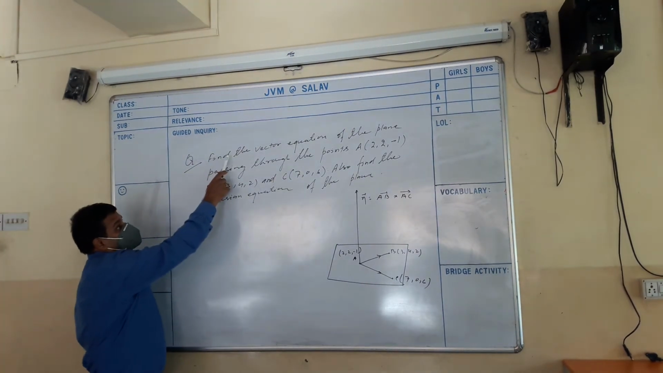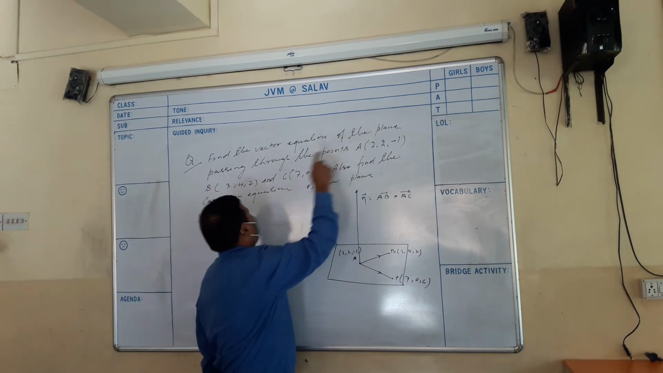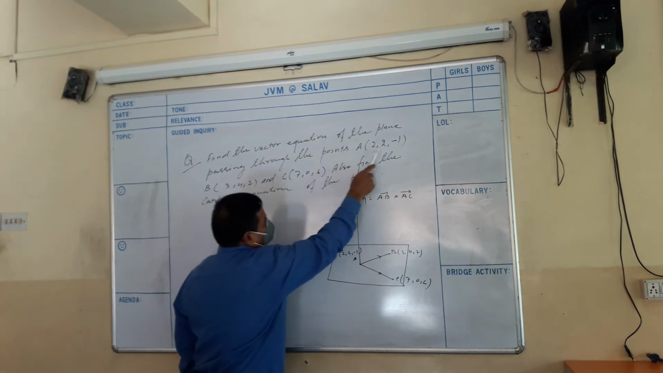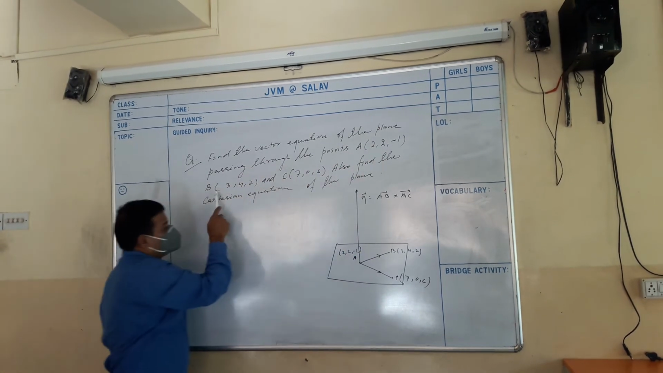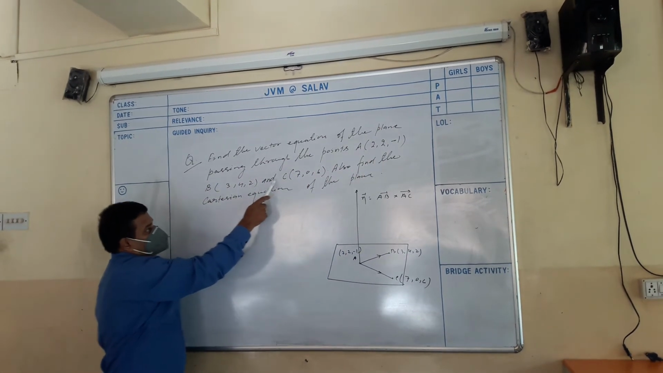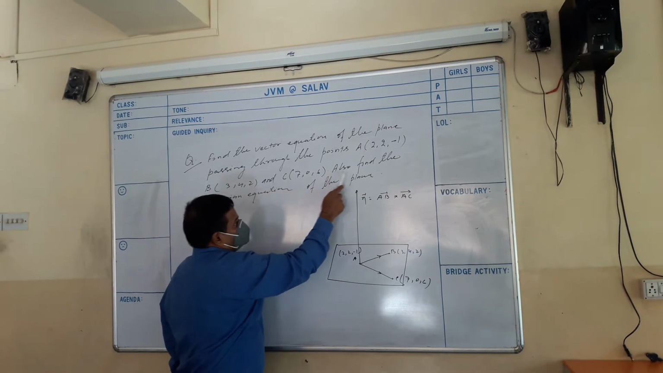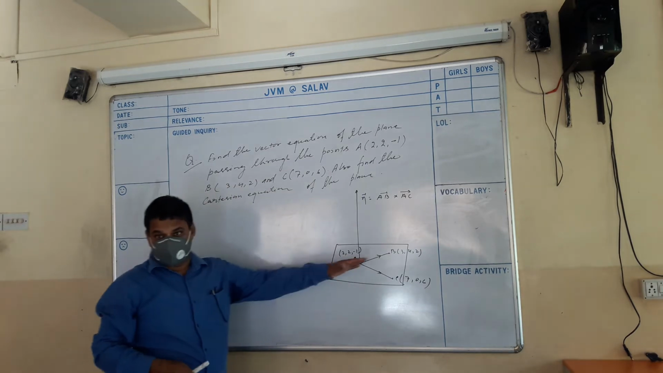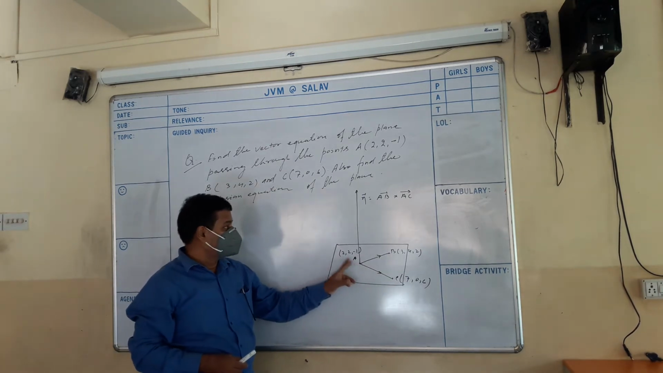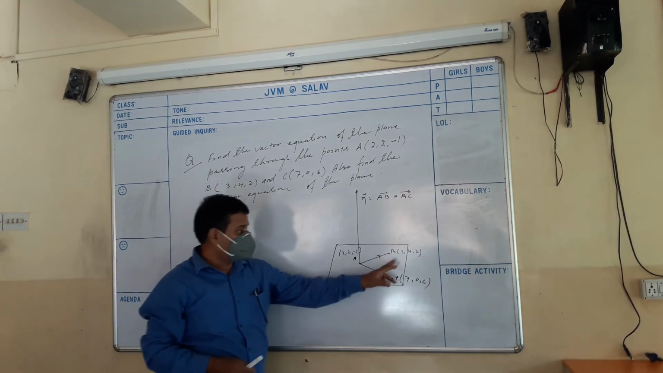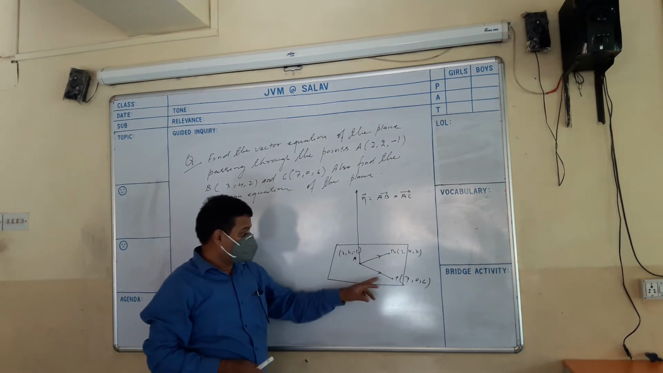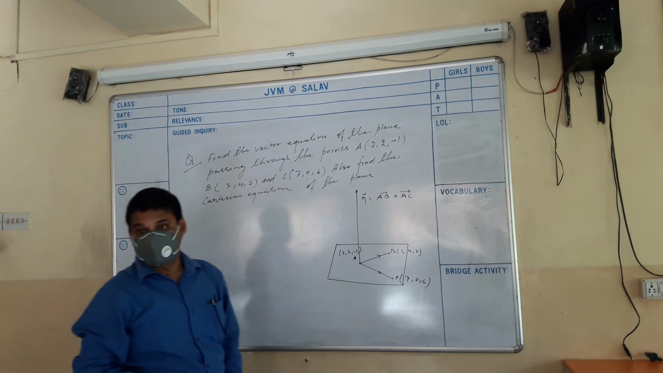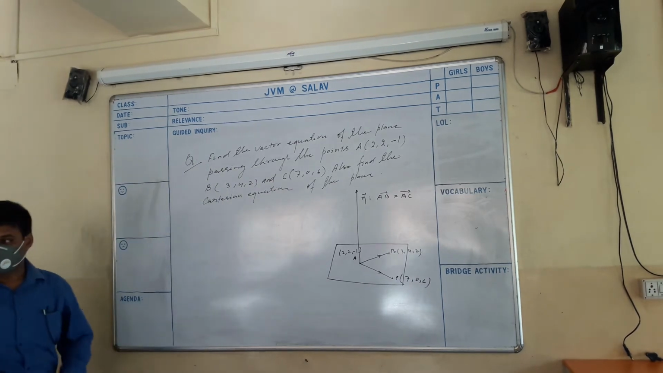Here the question is: find the vector equation of the plane passing through the points A (2, 2, -1), B (3, 4, 2) and C (7, 0, 6). Also find the Cartesian equation of the plane. Suppose this is the plane and point A is (2, 2, -1), point B is (3, 4, 2), point C is (7, 0, 6). So we have to find the equation of the plane in vector form.